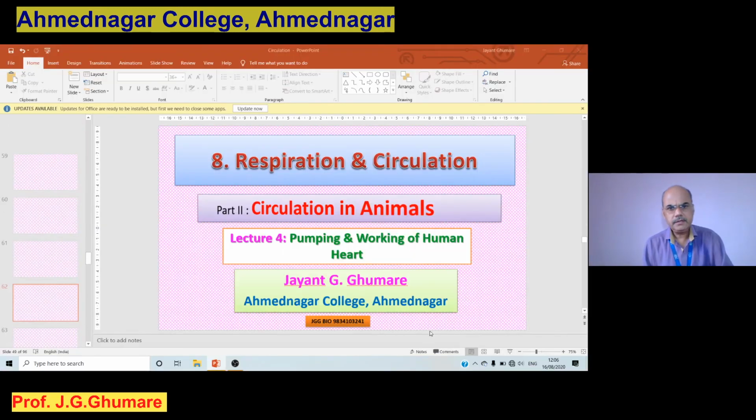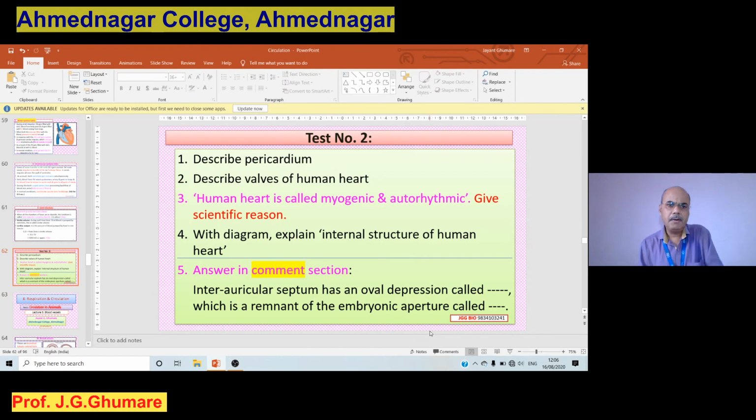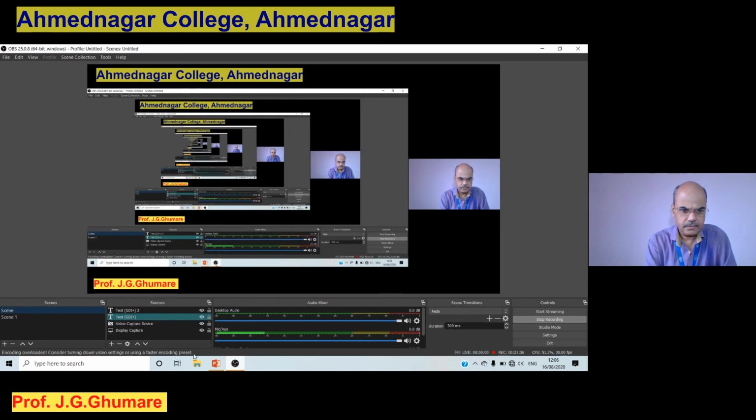Quick revision, we take what we studied today. We started with the pumping organ, the heart. How the heart shows contraction and relaxation. Different volumes we discussed. And then we discussed the conducting system of the human heart. We said the conducting system is present within the heart only. Our heart is myogenic in nature.